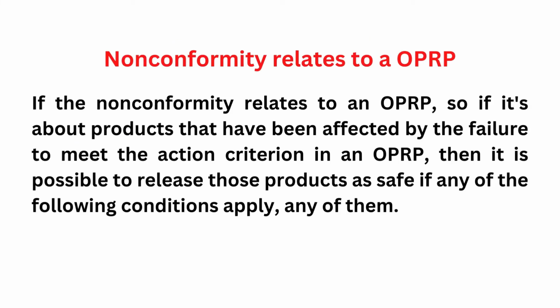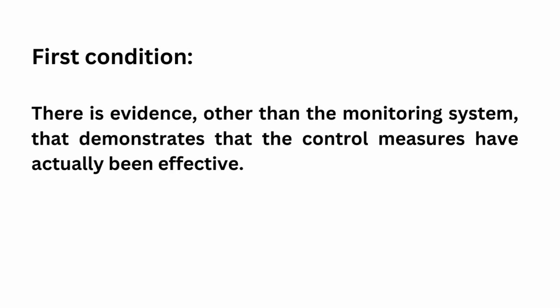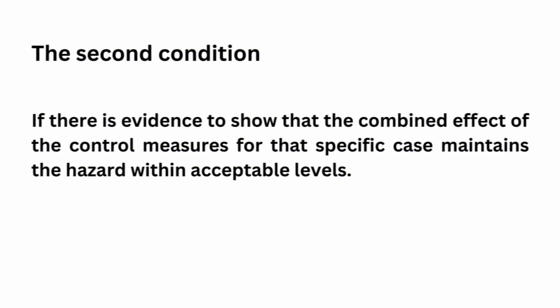If the nonconformity relates to an OPRP, so if it's about products that have been affected by the failure to meet the action criterion in an OPRP, then it is possible to release those products as safe if any of the following conditions apply. First condition: there is evidence, other than the monitoring system, that demonstrates that the control measures have actually been effective. Another condition is if there is evidence to show that the combined effect of the control measures for that specific case maintains the hazard within acceptable levels.